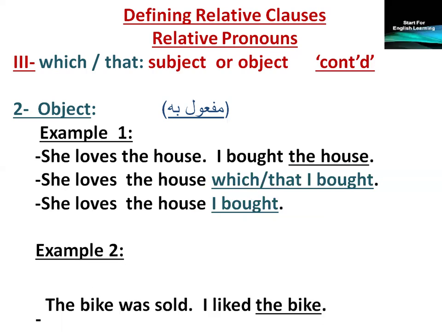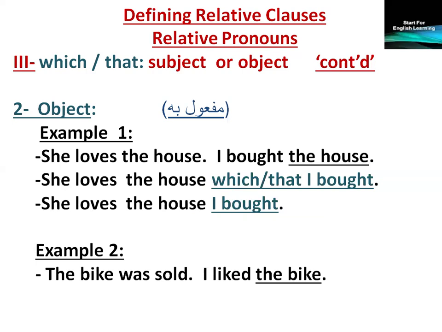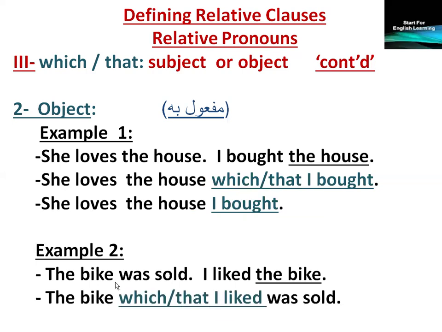Example 2: The bike was sold. I liked the bike. The same steps, we remove this full stop. And we replace the bike with which or that. So it's going to be which or that I liked. We take which or that I liked and we put it after the bike. And the answer is: the bike which or that I liked was sold. Full stop.